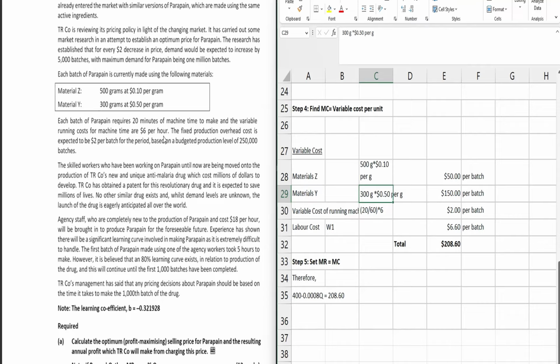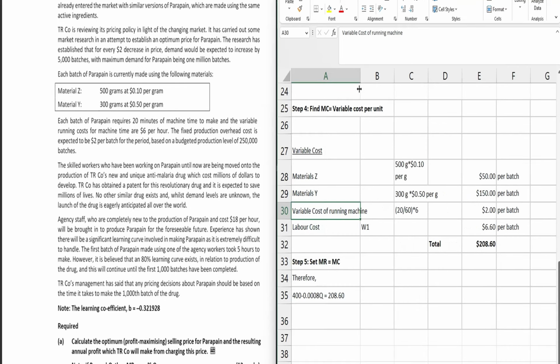And next they also said that the variable running cost for the machine is 6 per hour, whereas one batch requires 20 minutes. So we will convert this 20 minutes into hours. And how can we do that? By dividing 20 by 60. 20 divided by 60 will give the 20 minutes in terms of hours, and we already know the per hour cost is 6, so we multiply 6 by 20 divided by 60, and we will get the variable cost of 2 per batch, and this is the variable cost of running the machine.